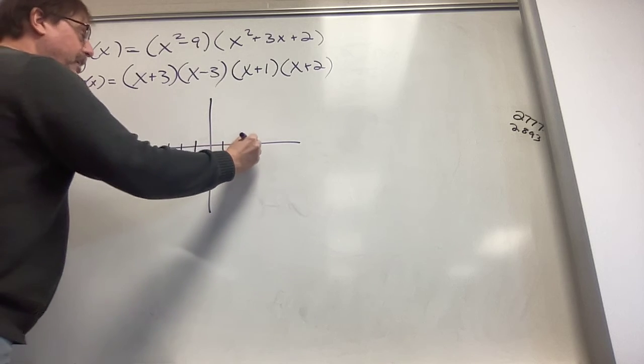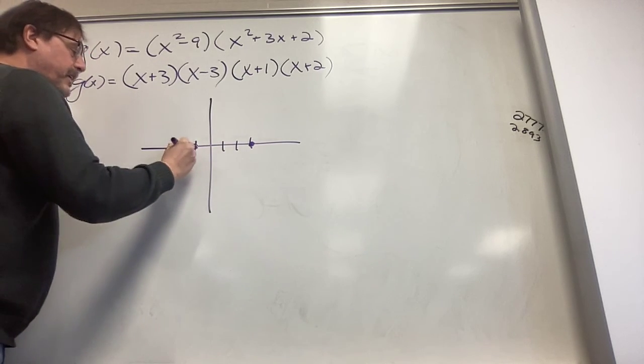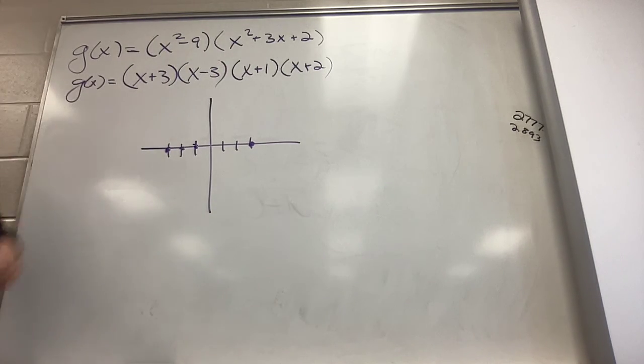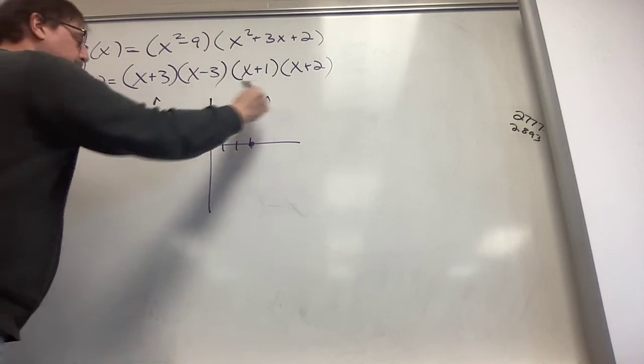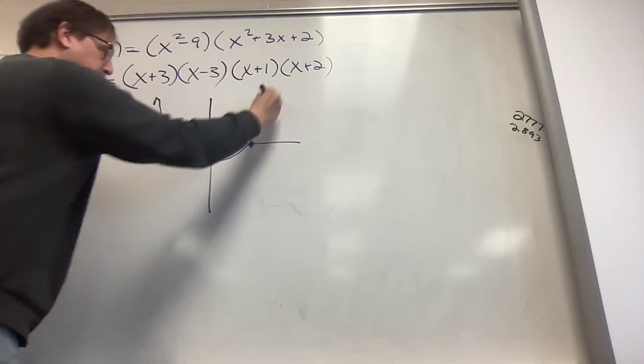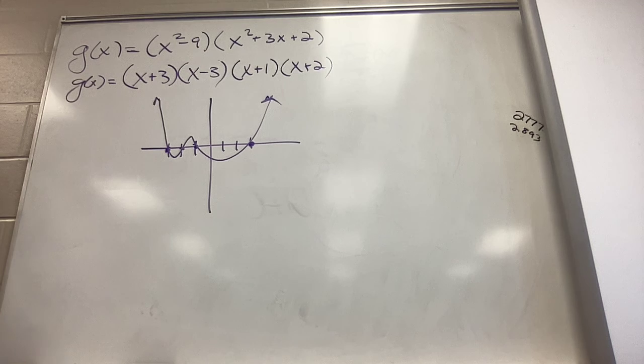-3, +3, -1, -2. The degree is 4. Up, up, up, up, up, up. Make your plan. It's up, up. Your plan's going to zip, zip, zip, zip. Zip, zip, zip, zip. There we go.